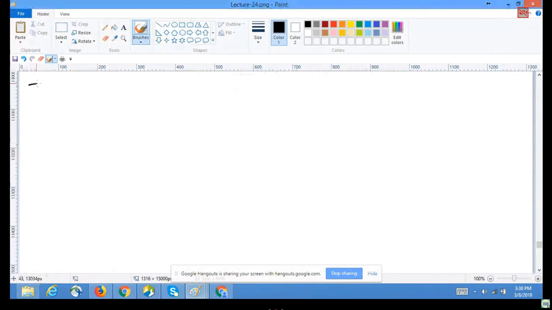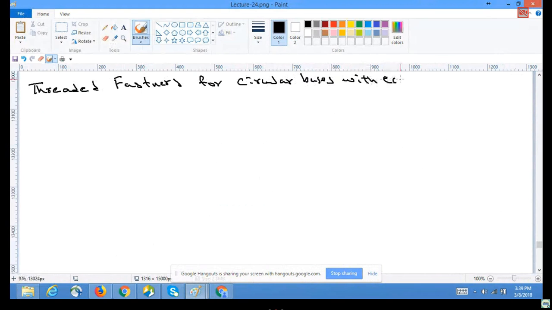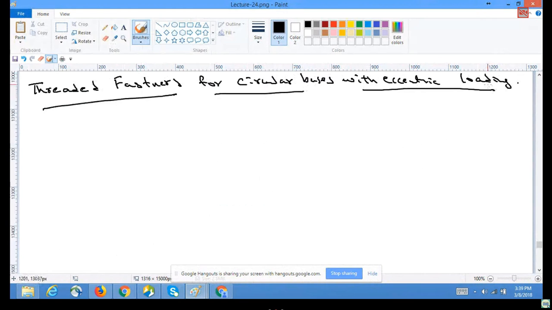Next, threaded fasteners for circular bases with eccentric loading. In this case, the loading would look something like this.